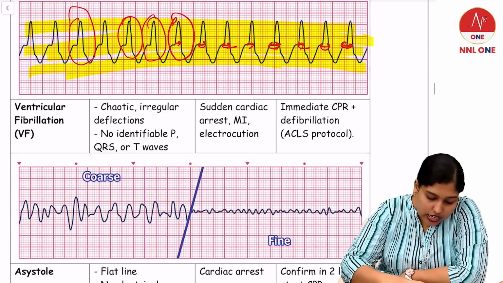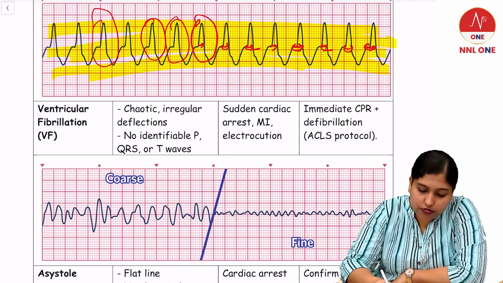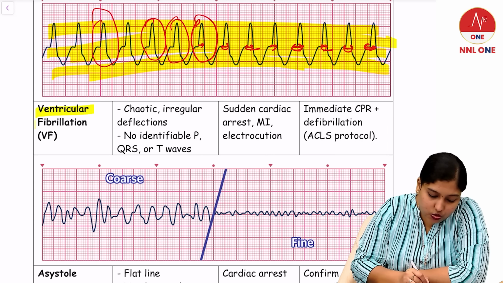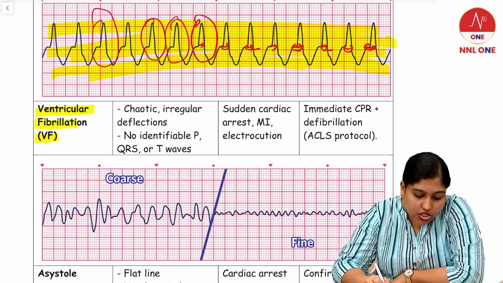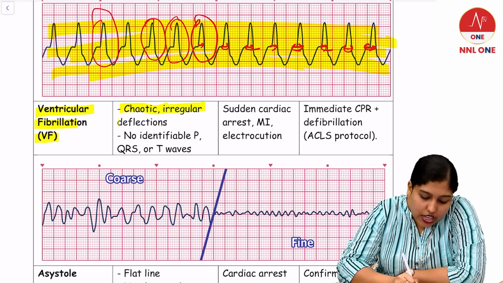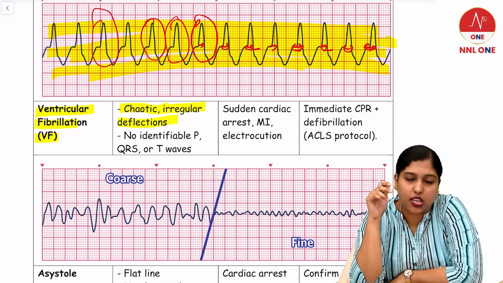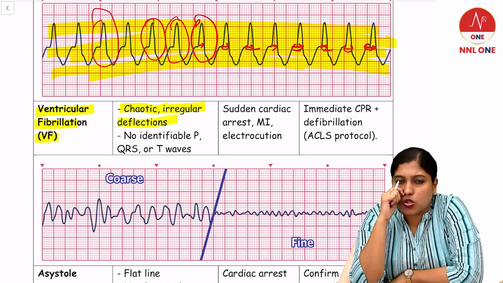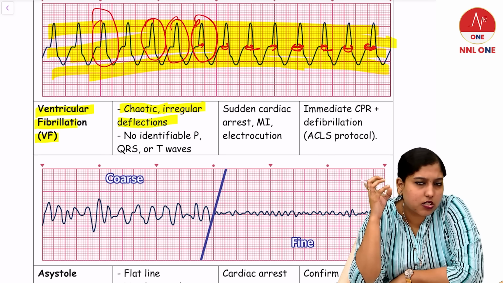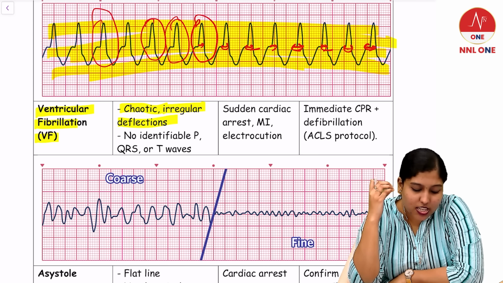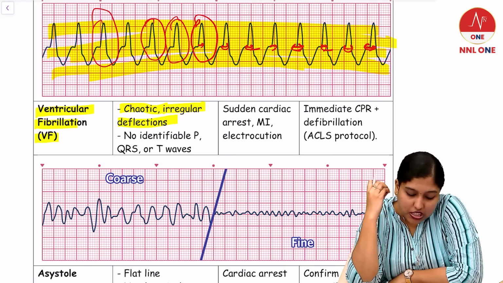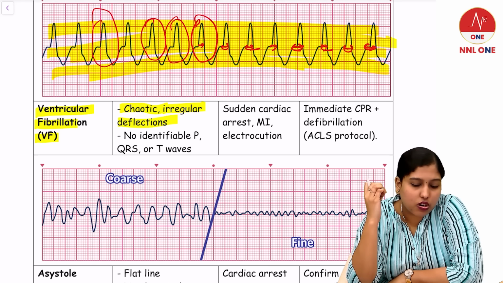Next we have ventricular fibrillation, or VF. Ventricular fibrillation is the most chaotic and irregular deflection you can see. The ventricle starts to fibrillate and generate its impulses like anything, and it will start contractions. So it will be chaotic, with irregular deflections.